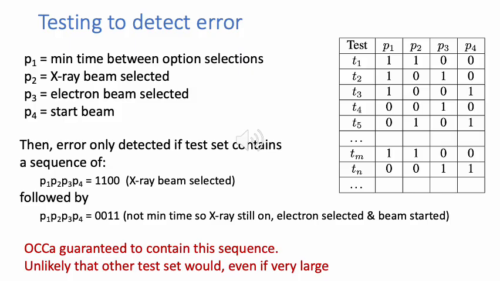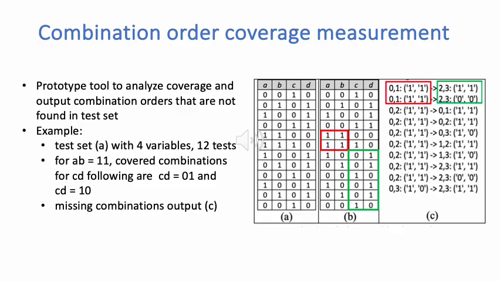using some other approach. We also have a simple prototype tool that is used for identifying missing orders. This is just an example where we have, in this case, a test set with 4 variables, 12 different tests. So what we see here outlined in red is a particular set of values for A and B, 1, 1, and we can see highlighted and surrounded in green, it is followed by values of C and D of 0, 1, and 1, 0.